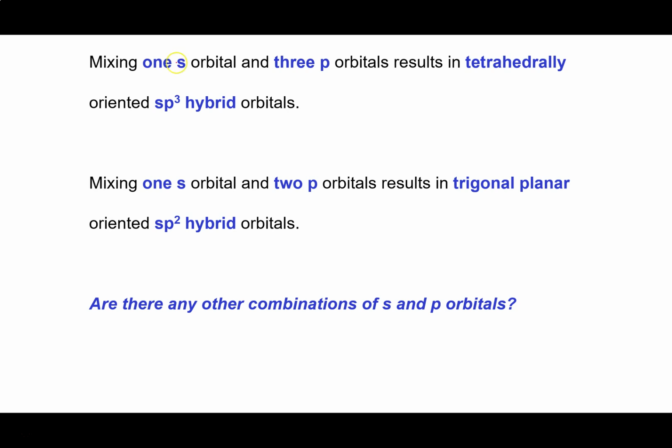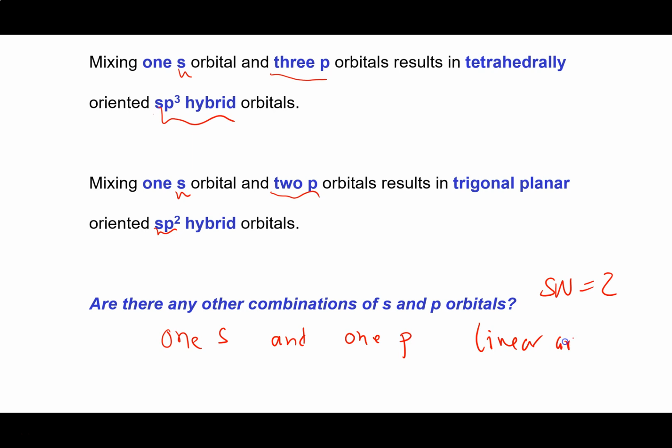Alright, so if you mix one s with three p's, you get a set of 4 sp3 hybrids. If you mix one s with two p's, you get a set of 3 sp2 hybrids. So are there any other combinations? The obvious one is you could mix an s and one p. Well, that would be what we see for molecules that have steric number equals 2, so you would get a linear arrangement. So you would expect that sp hybrids would be in a linear arrangement.